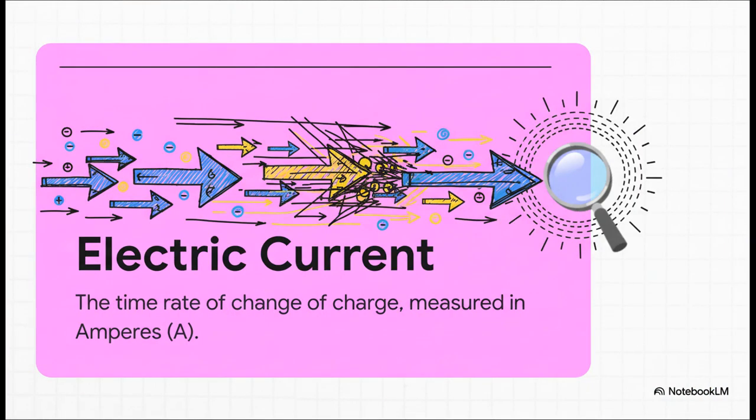Okay, so if charge is the what that's moving, then current is the how fast. Electric current is just the measure of how much charge is flowing past a point in a certain amount of time. We measure it in amperes, or you'll usually just hear amps. So, pretty simple, more amps means more charge is moving every second.